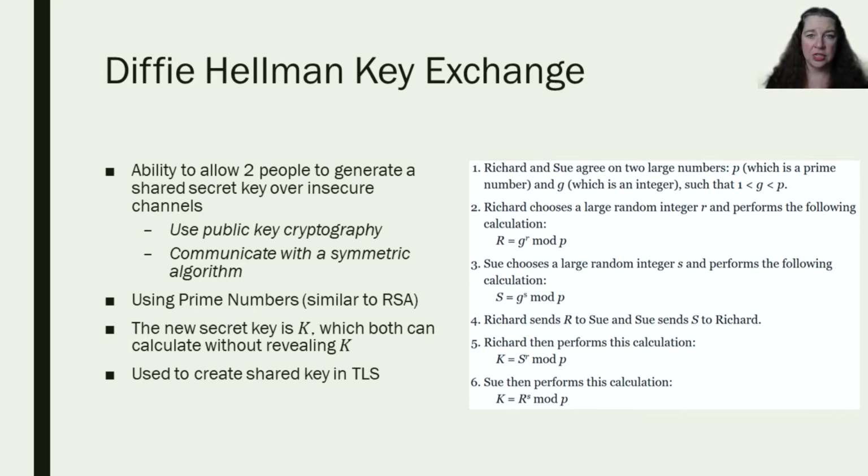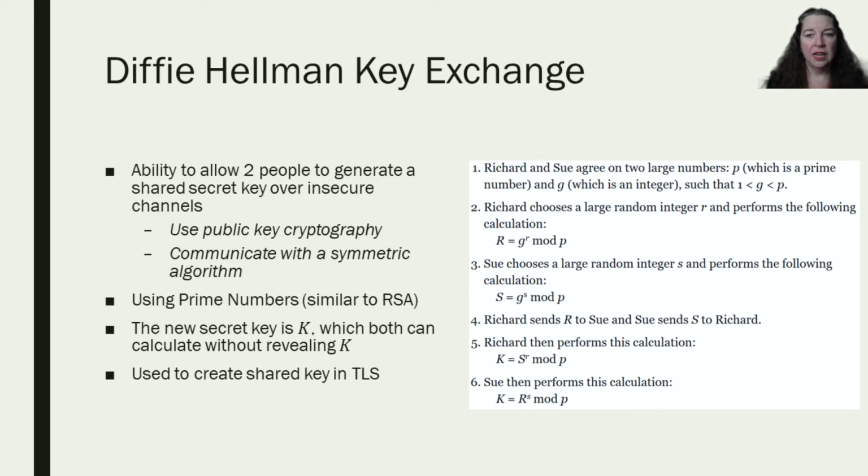We can't obviously just say, here's my key, because anybody listening on that channel can hear your key and therefore use it. So the Diffie-Hellman Key Exchange uses prime numbers, similar to RSA, to create a secret key using the powers that occur in prime numbers and modular arithmetic. So the algorithm goes like this. Richard and Sue both agree, fine to do this over insecure channels, on two large numbers, P, which is a prime number, and G, which is any integer.